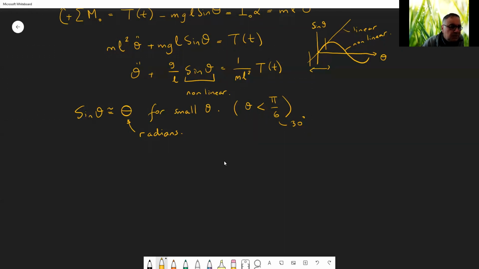In that case, for small angles, for small oscillations of the pendulum, you can assume that your equation of motion is theta double dot plus g over L theta is 1 over ml squared T of t. Okay.